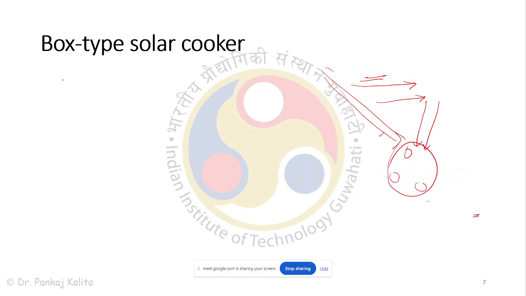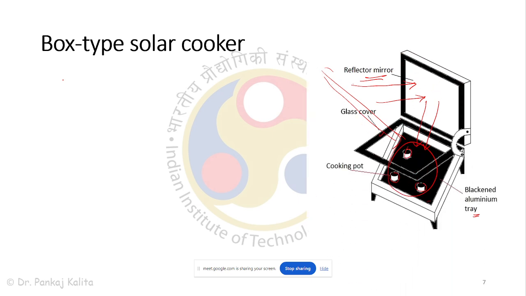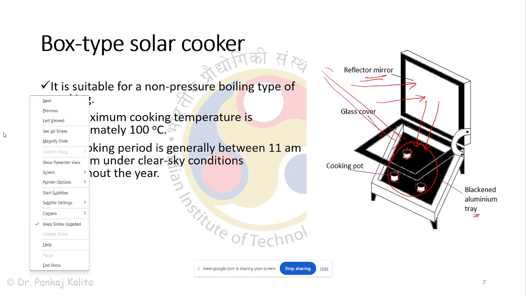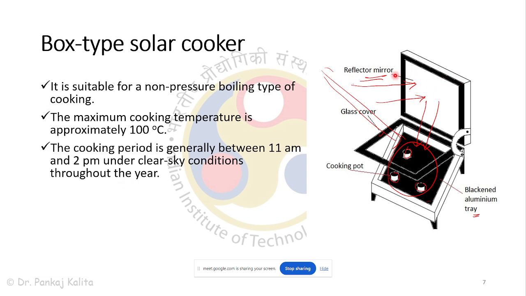So let's skip this theory part. This is a box type solar cooker. Another application is the solar cooker. You might have heard about it. Basically, the concept is similar to what we have seen. We have this reflecting mirror, and this is your glass cover, and this is your blackened surface. It is a blackened aluminum tray, and here your pots are placed.